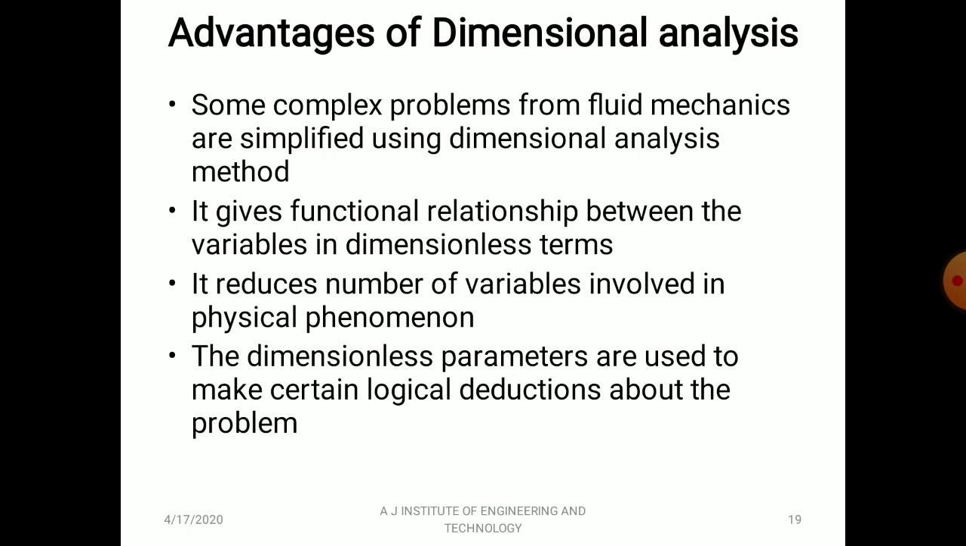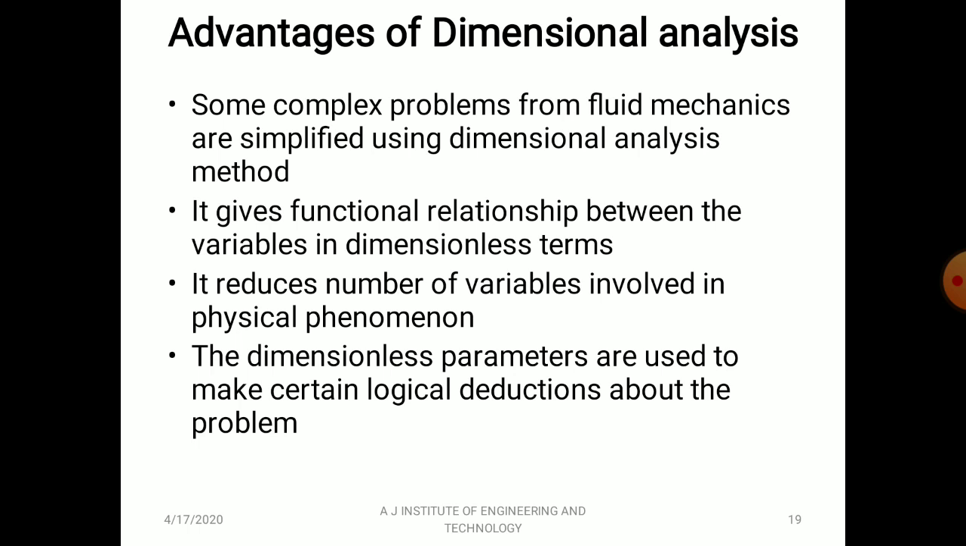Then it gives a functional relationship between variables in dimensionless terms. A functional relationship between variables means independent and dependent variables in terms of dimensionless terms, that is pi terms. I am going to discuss the pi term in Buckingham's pi theorem. So it reduces the number of variables involved in a physical phenomenon. We can greatly reduce the number of variables by replacing ratios of variables by some dimensionless parameter, that is pi.